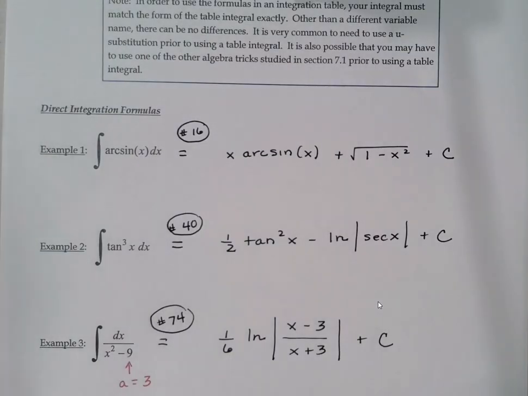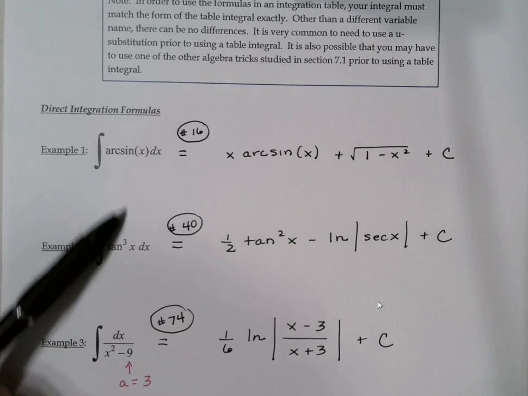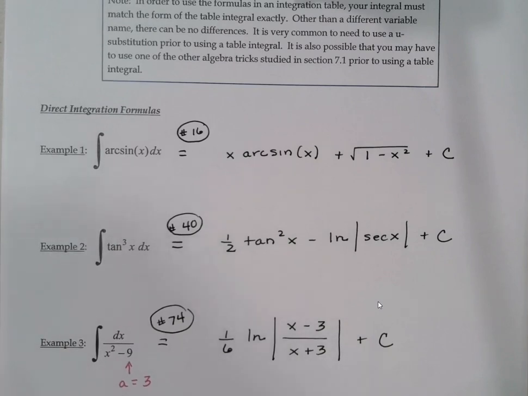One thing to note when you're using the integral tables, the integral that you're using must match perfectly, other than perhaps a different letter, a different variable. Like if this had been a y or a u or a w, that would have been okay. But other than that, the integral that you're doing must match the form of the integral in the table exactly. If it doesn't, you may be able to use some algebra tricks or some U substitutions, things like that, to get it to a form that you'll be able to use the table for. And we'll see some examples like those coming up.